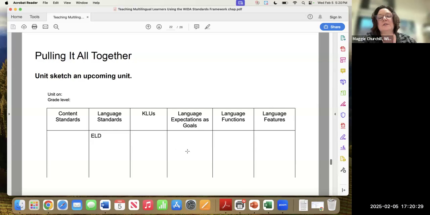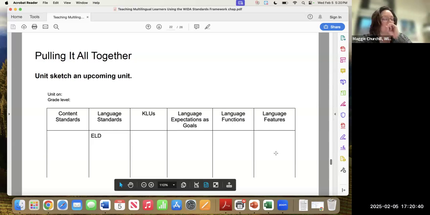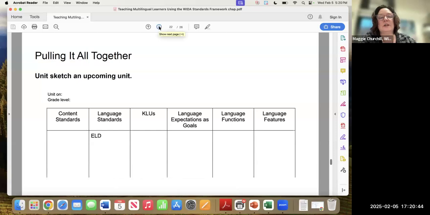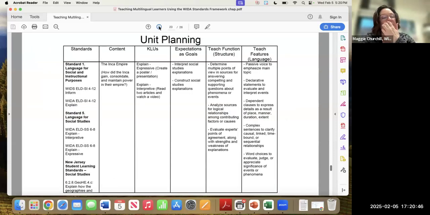Okay, so what are the expectations according to the grade level, like language arts, or it could even be under social instructional? What are the language functions? You're going to find these in the framework, along with the language features. So you have to go to the grade level cluster to see that. It's a great tool to help map it out. Here's an example of what a completed one could look like.